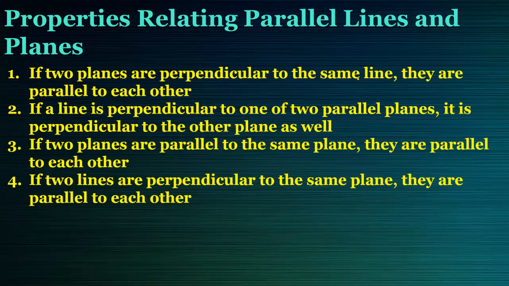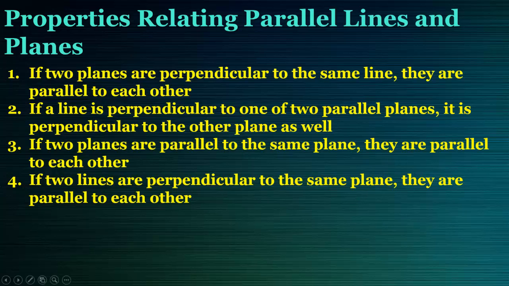The line is perpendicular to one of two parallel planes. It is perpendicular to the other plane. So we're given that this plane and this plane are parallel, and that this line is perpendicular to one of them. It would also have to be perpendicular to the other. All right, if two planes are parallel to the same plane, they're parallel. So just imagine 3 stacked planes there. So 1, 2, makes sense. All 3 would be parallel.